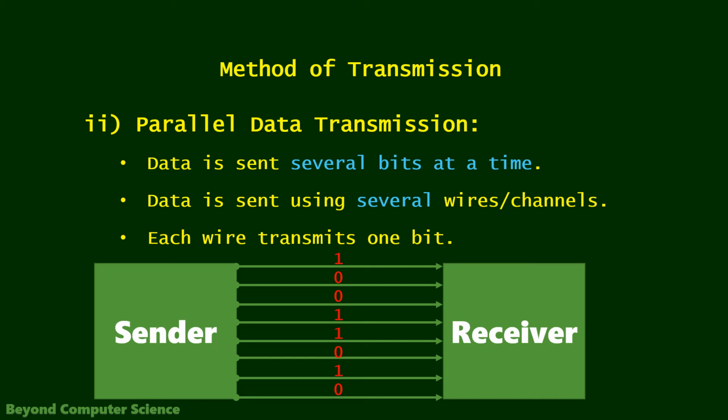And there is also a problem of external interference in parallel transmission. What is external interference? The wires, all of these wires may affect the data, the bits that are being transmitted, and they may change a 1 to a 0 or a 0 to a 1 in other wires. So they can affect the transmission.